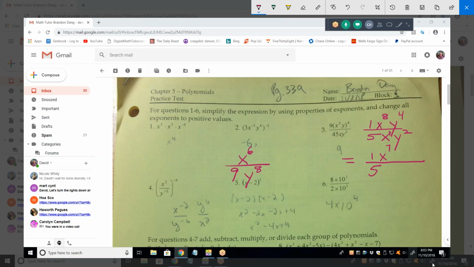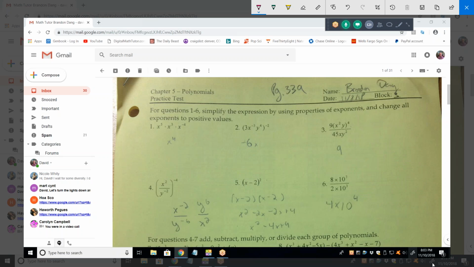How about the y's? In the numerator. Now I don't need that 1 right there, but my final answer looks like this. X to the 7th, y squared, all over 5. Okay? All right. Let's look at number 4.